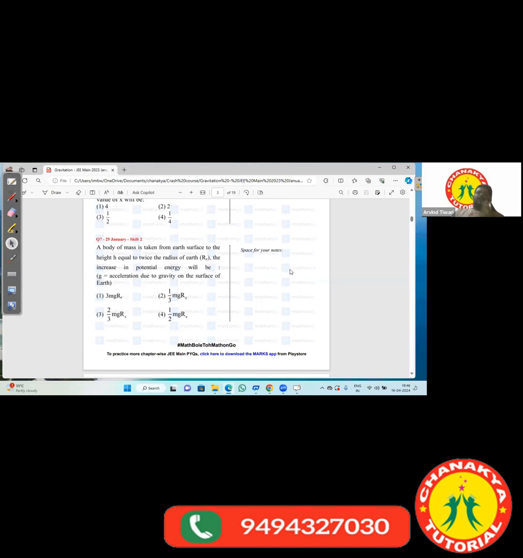Let's see. A body of mass m is taken from Earth's surface to a height h equal to twice the radius of Earth. The increase in potential energy will be, okay. So what will be the increase in potential energy? I think we have not studied about the potential energy. Okay. So in the next class, we'll study about the potential energy and try to solve these questions from here on.